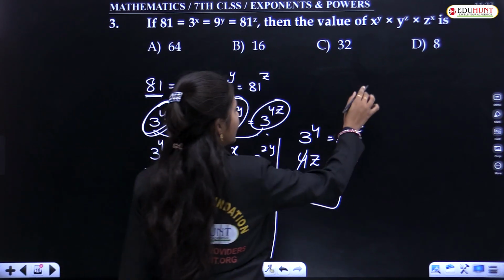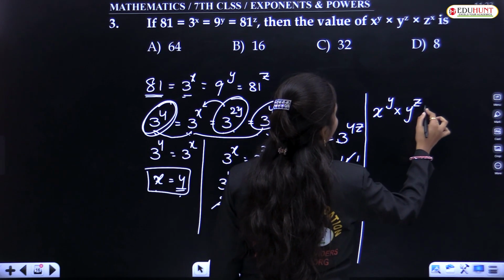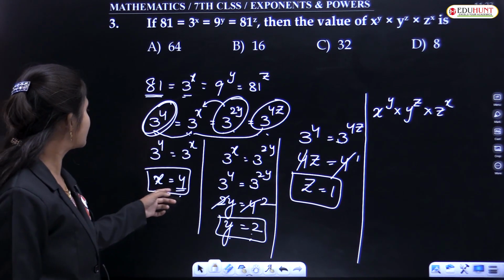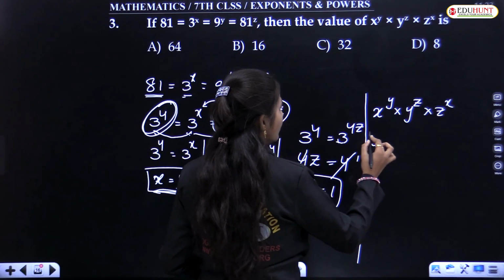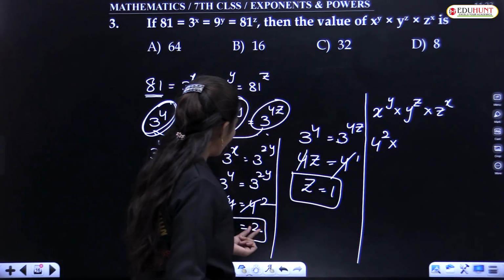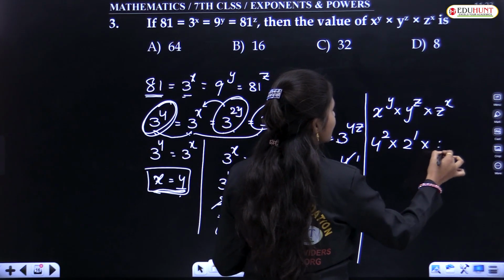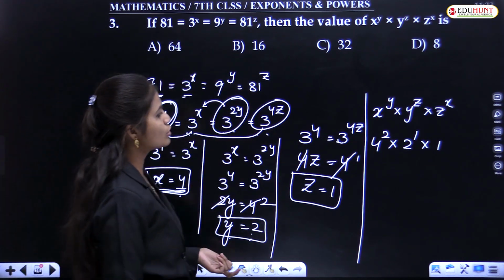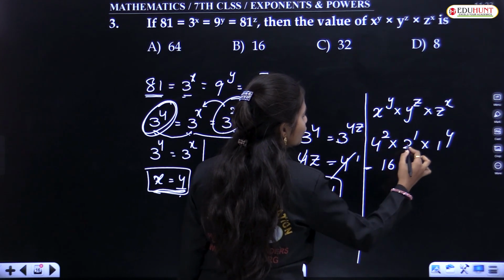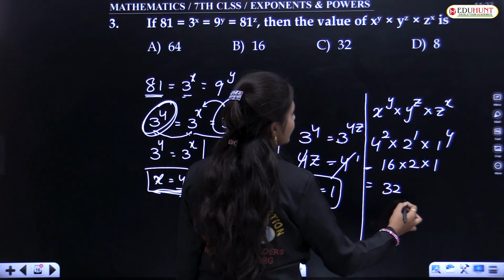Now which value do we need to find out? x power y into y power z into z power x. Its value we need to find out. So here x is equal to 4, y is equal to 2, z is equal to 1. So 4 square into 2 power 1 into 1 power 4. Now simplify this value here. 4 squared is 16 into 2 power 1 is 2 into 1 power 4 is 1, so 16 times 2 is 32.